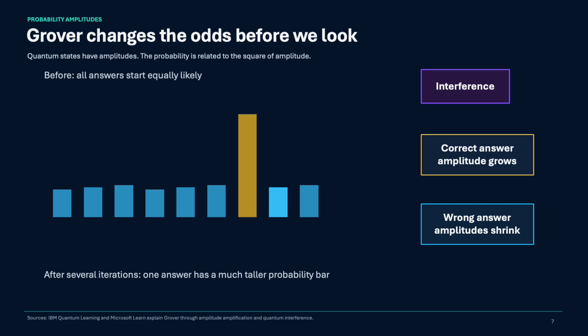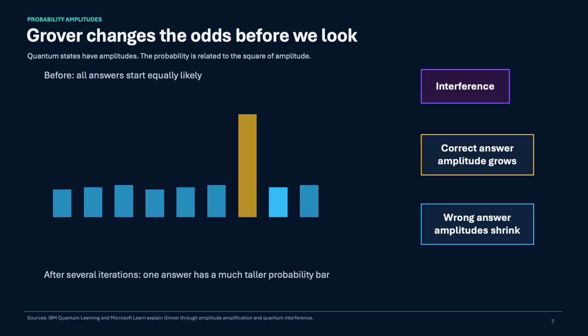Changing the odds before looking. This slide contains one of the most important ideas in the entire lecture. Quantum states have something called probability amplitudes. You can imagine an amplitude as something like the height and the direction of a wave. When we measure, the probability of an outcome is related to the square of its amplitude.